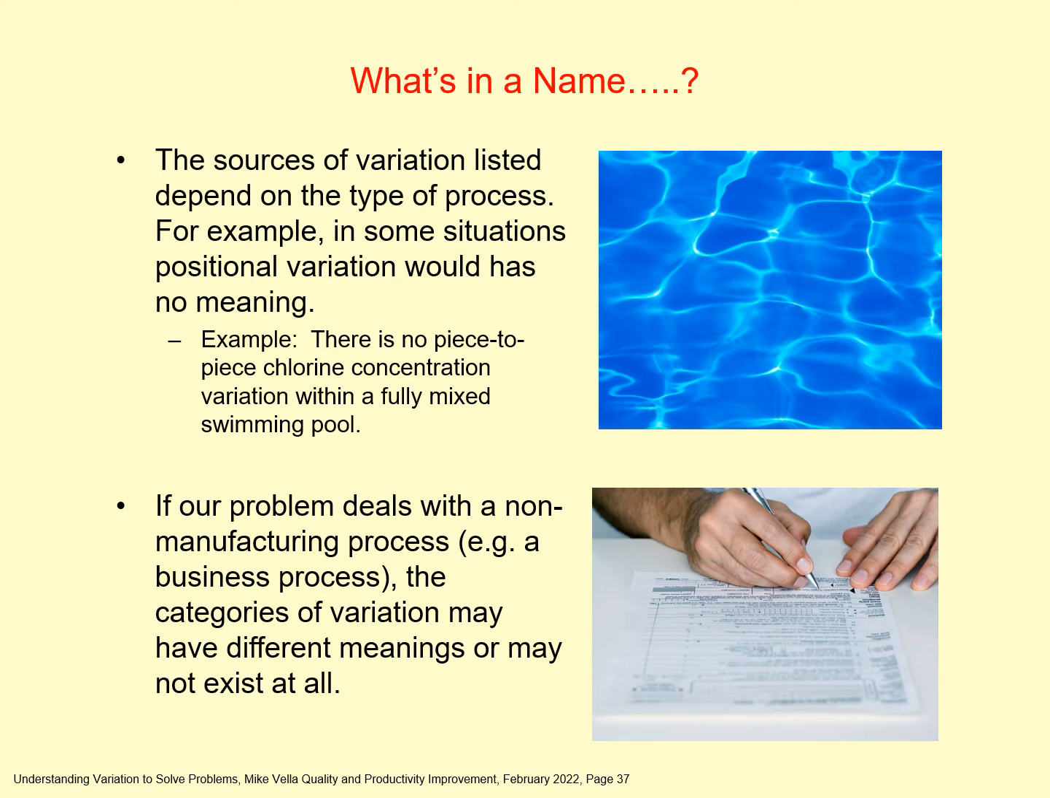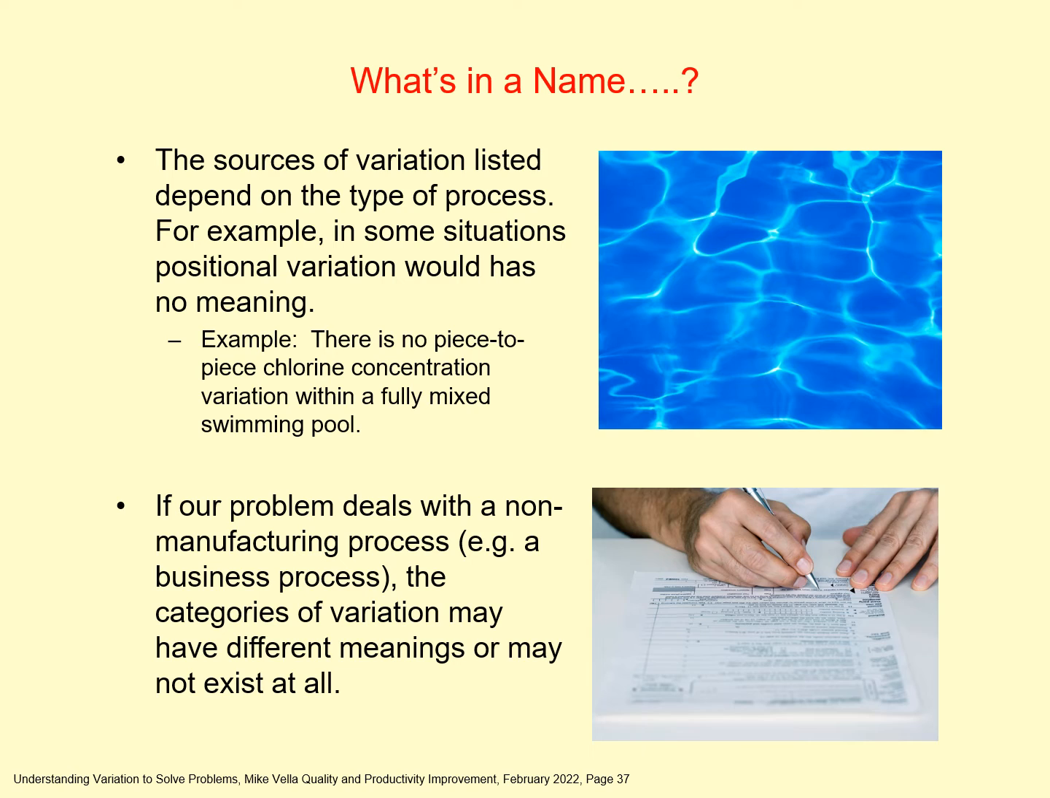In some situations, the very first thing, positional variation, wouldn't have any meaning. For example, if you have a swimming pool or if you're familiar with any chemical processes, how many samples do you take out of that bath of chemicals or your swimming pool if you assume that it's fully mixed? You wouldn't take a sample of 5, you just take a sample of 1 because positional variation doesn't make any sense. You wouldn't take a sample of chlorine on one side of your swimming pool, go on the other side of the swimming pool, and expect to see a different result.